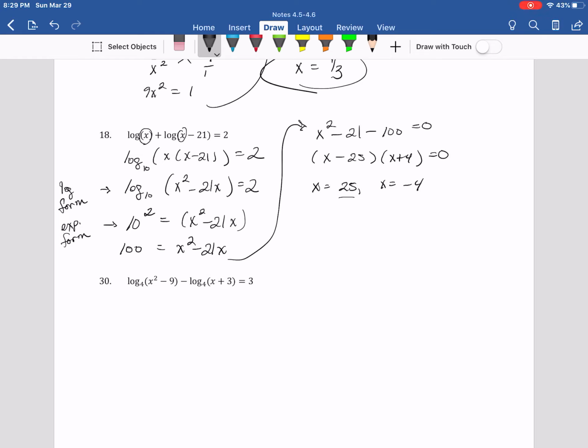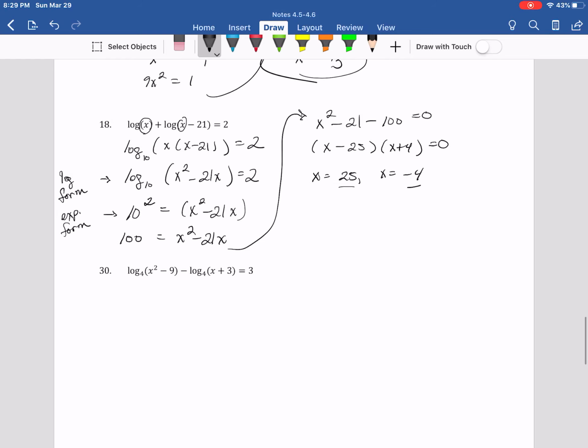Make sure that you're taking the log of positive quantities. We are. Substitute negative 4 back in for x in both places. Those are both bad because it gives you negative numbers in both places. Negative 4 doesn't work, so you cross it out. The only answer is 25.